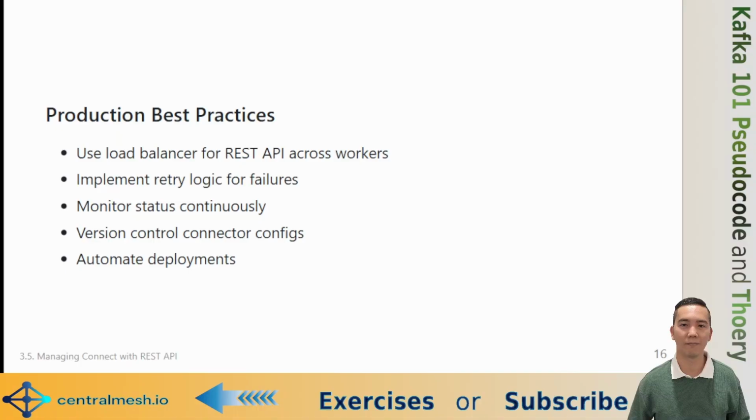Implement retry logic because temporary failures such as network interruptions can occur. Continuously monitor connector health rather than waiting for users to report problems. Store connector configuration in version control so every change is tracked and can be rolled back if necessary. Finally, automate deployments instead of relying on manual commands, making deployment more consistent and less error-prone.